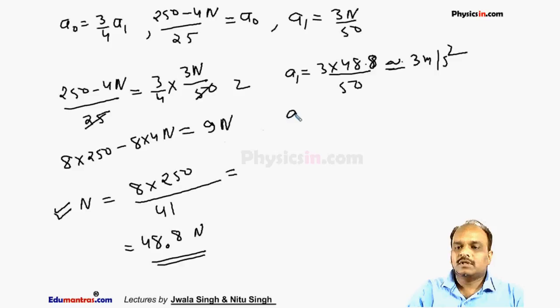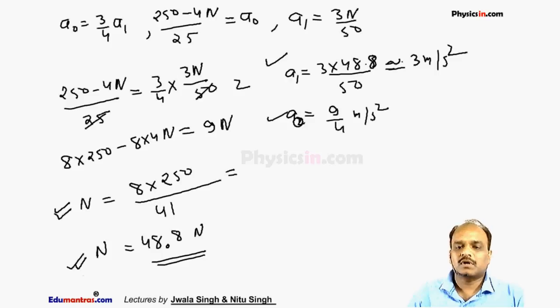In the same way, a naught is equal to 3 by 4 into a1. So it is 9 by 4 meter per second square. So this is a1, this is a naught, and this is normal reaction. This is the contact force between this rod and this triangular wedge.